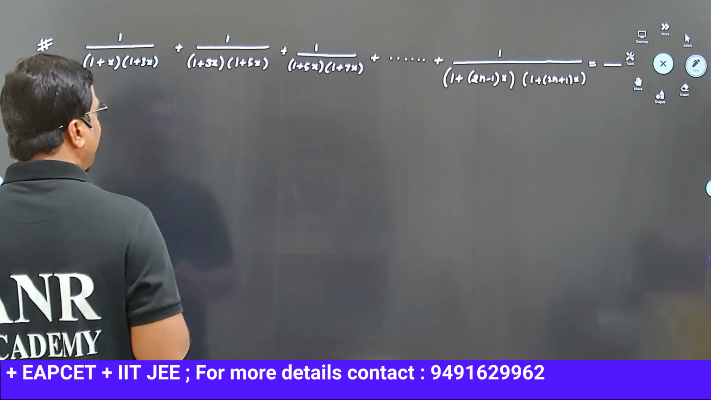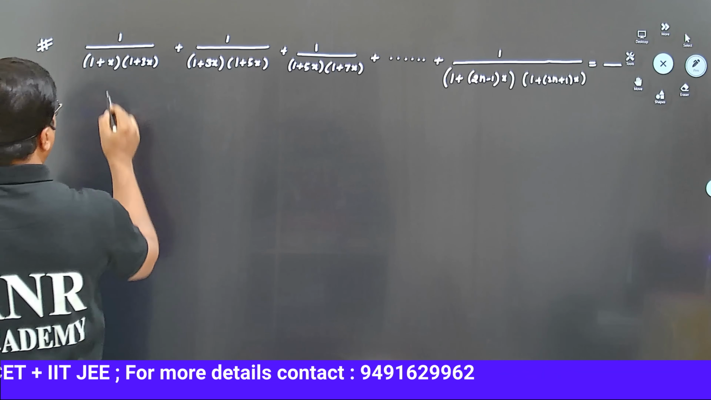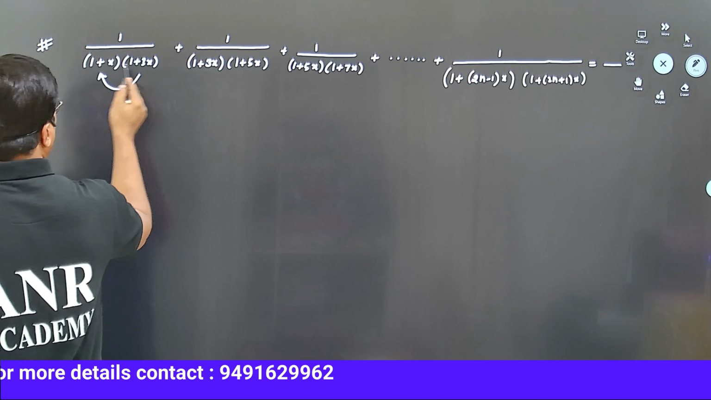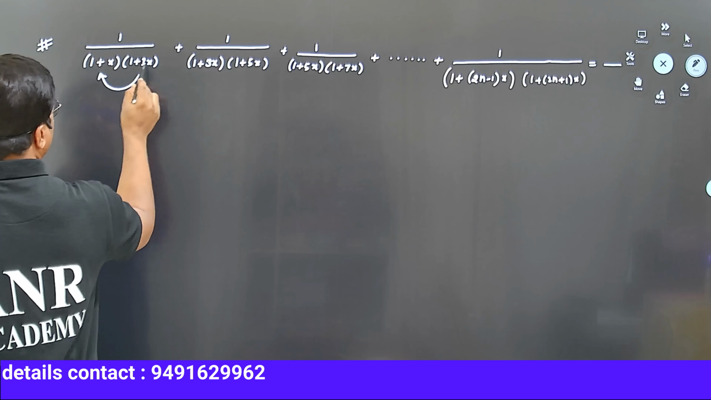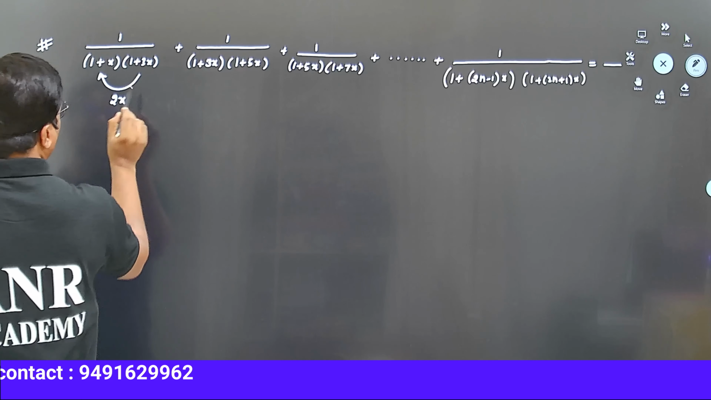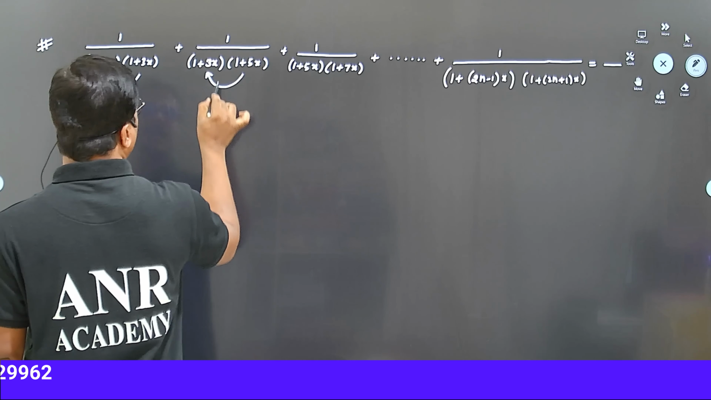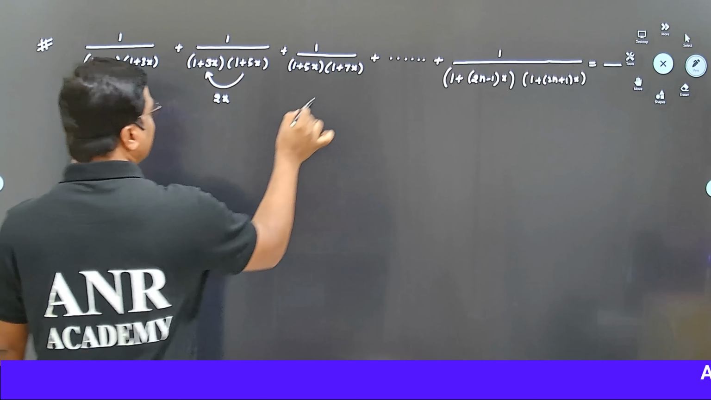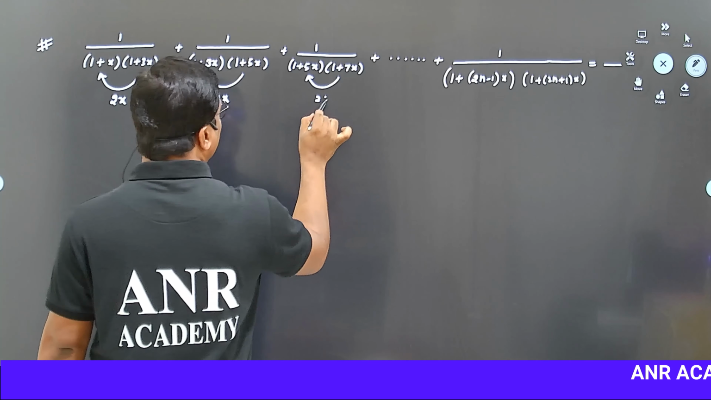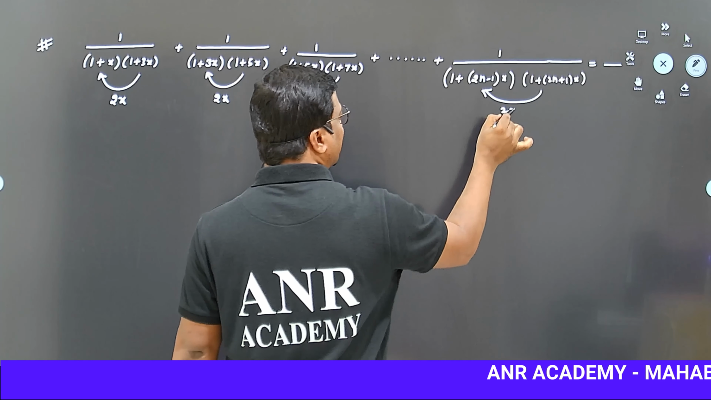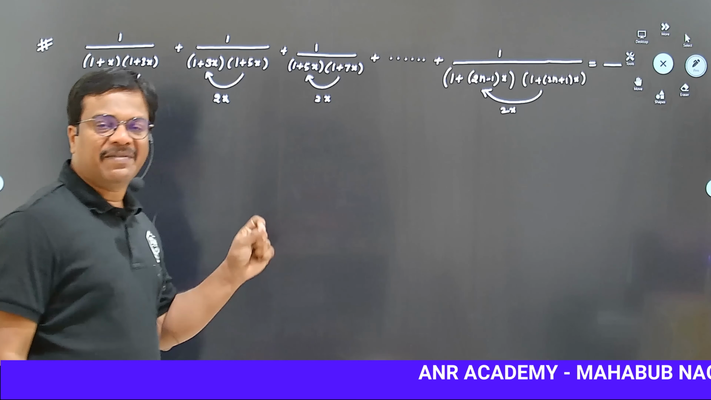Suppose that first one, if you observe the difference, what we get? 1 gets cancelled. 3x minus x becomes 2x. The same here, you have 5x minus 3x, again 2x. So I can use the method of difference. Here also the difference is 2x. Multiply and divide with 2x.